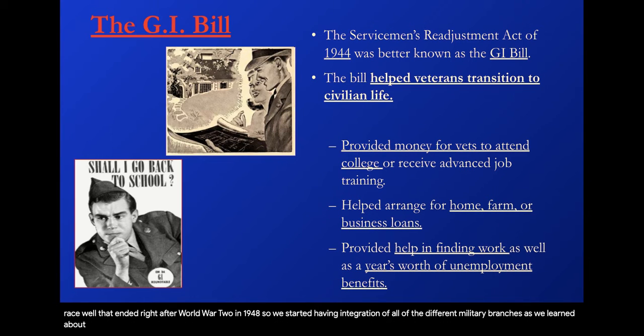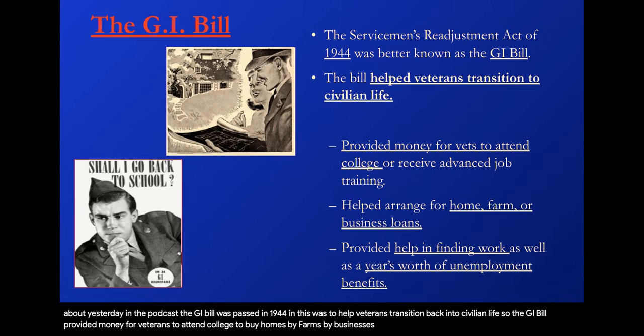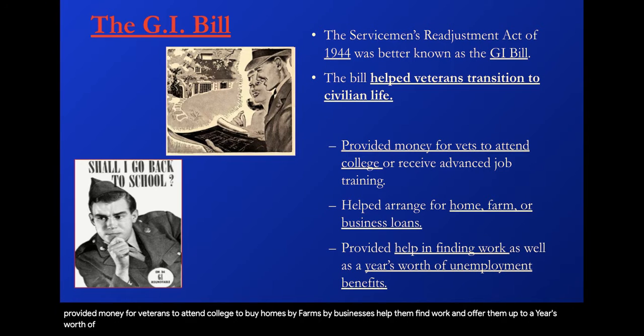As we learned about yesterday in the podcast, the GI Bill was passed in 1944, and this was to help veterans transition back into civilian life. So the GI Bill provided money for veterans to attend college, to buy homes, buy farms, buy businesses, help them find work, and offered them up to a year's worth of unemployment benefits. Now, remember, this was offered very easily to white veterans, but not so easily to African American veterans and other veterans of color who were trying to receive the same benefits that they had earned by fighting the war.